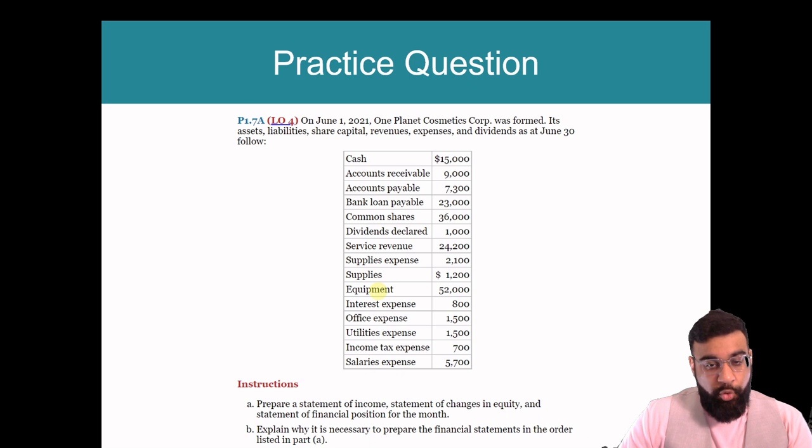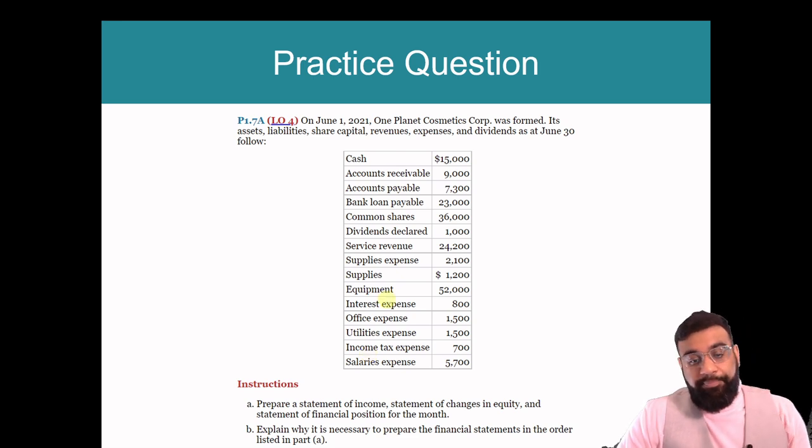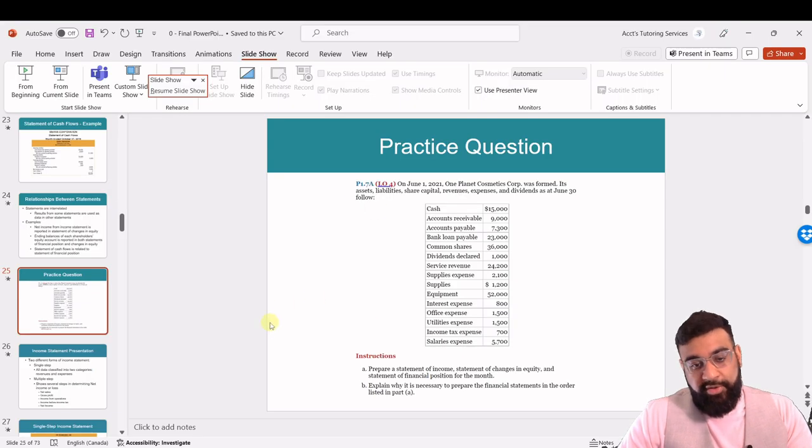Supplies and equipment are both future benefits. These are assets that go onto the balance sheet. Now, interest expense, office expense, utilities expense, income tax expense, and salaries expense are all costs incurred, consumed, or used up to help us earn revenues. These are going to be expense accounts that go onto the income statement. So I'm going to prepare the statements here for us in Excel.